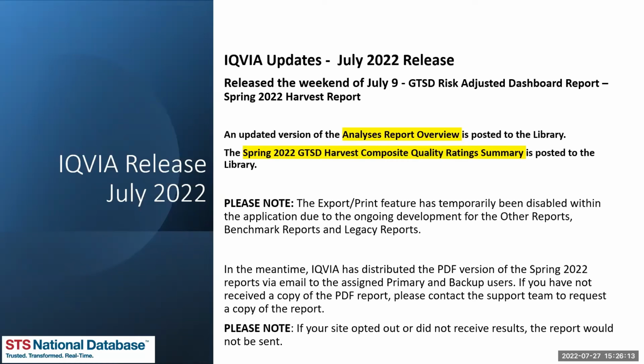As you are likely aware, we did have to temporarily disable the export and print features, so your reports cannot currently be exported with the export report button. However, we did distribute PDF copies of those reports to sites by email. If you did not receive a copy, please let us know by sending an email to the GTSD tech support at IQVIA.com address, and somebody can pull that for you and respond. Also, if your site opted out or did not have results for your most recent report, you would not have received a report by email.